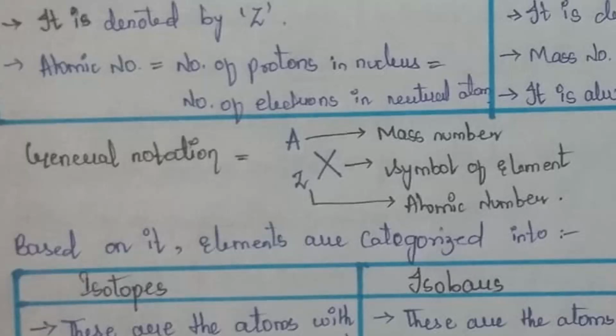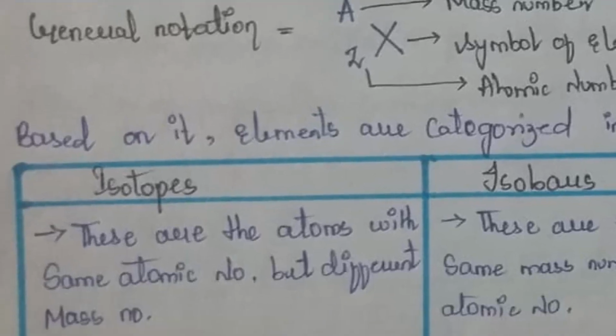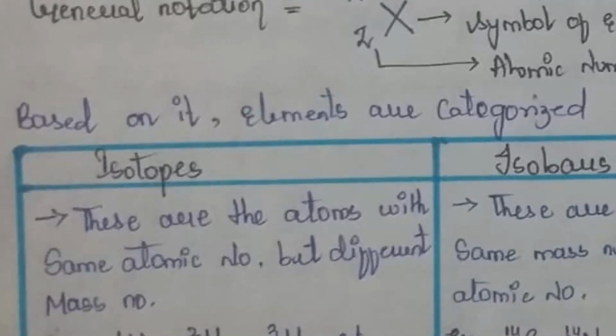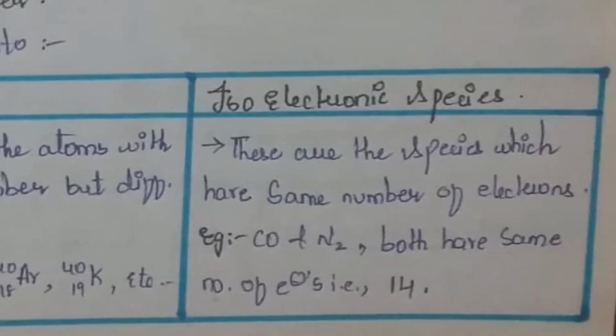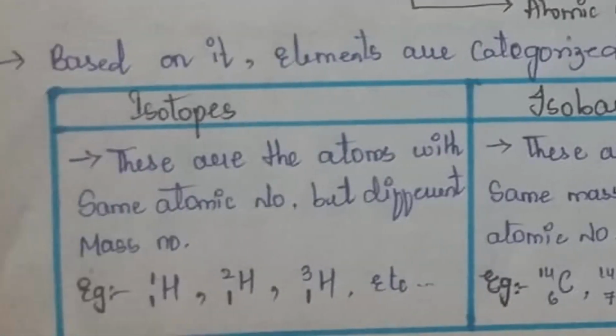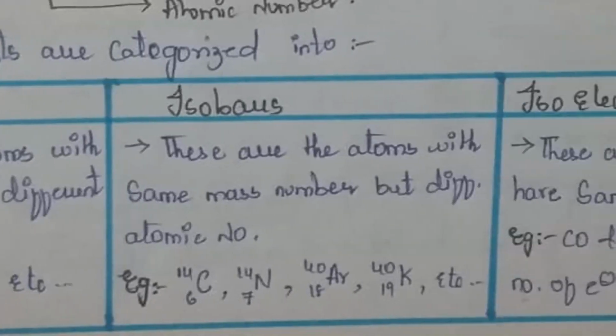This is the general notation for atomic number and mass number, and based on this, elements are categorized into three types, that is isotopes, isobars and isoelectronic species. Isotopes means atoms with the same atomic number but different mass number. For example, hydrogen with atomic number 1 and mass number 1. Likewise, another example, hydrogen with atomic number 1, mass number 2. In this, atomic numbers are same but mass numbers are different. This is isotopes.